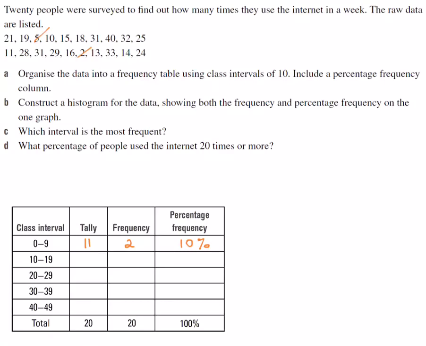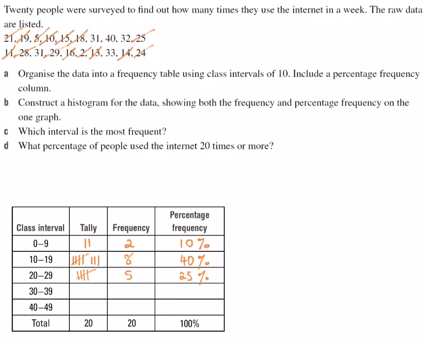For the class interval 10 to 19, I have 1, 2, 3, 4, 5, 6, 7, 8. So that's a frequency of 8, and 8 out of 20 as a percentage is 40%. For the 20 to 29 category, 1, 2, 3, 4, and 5. So that's a frequency of 5, which as a percentage is 25%.